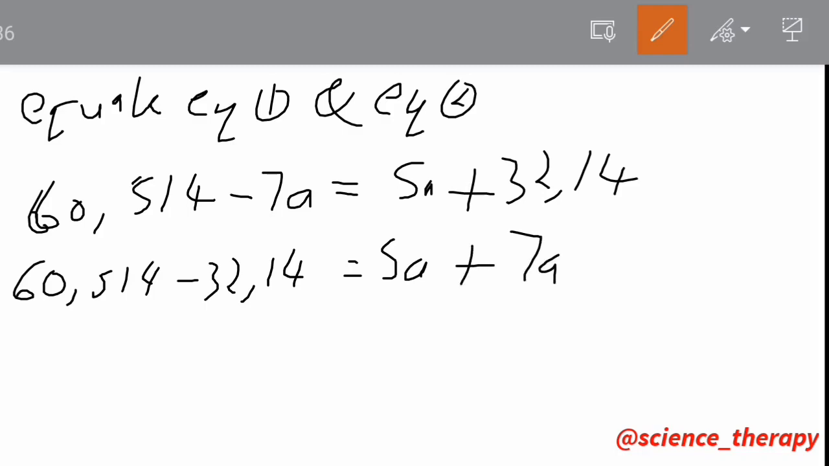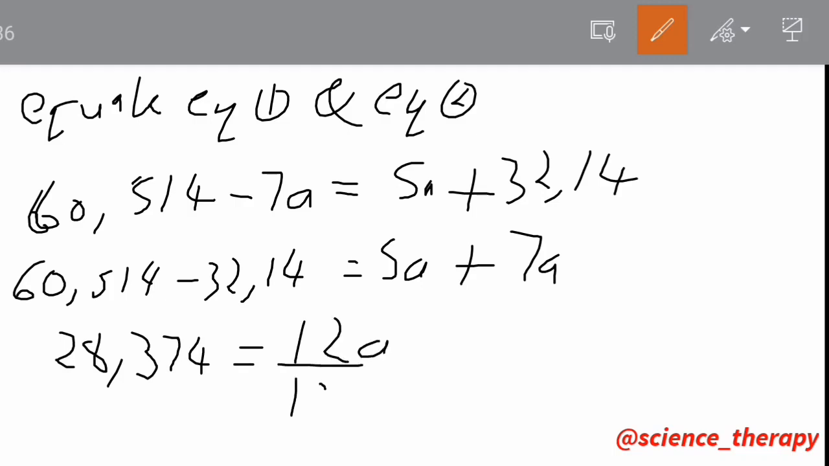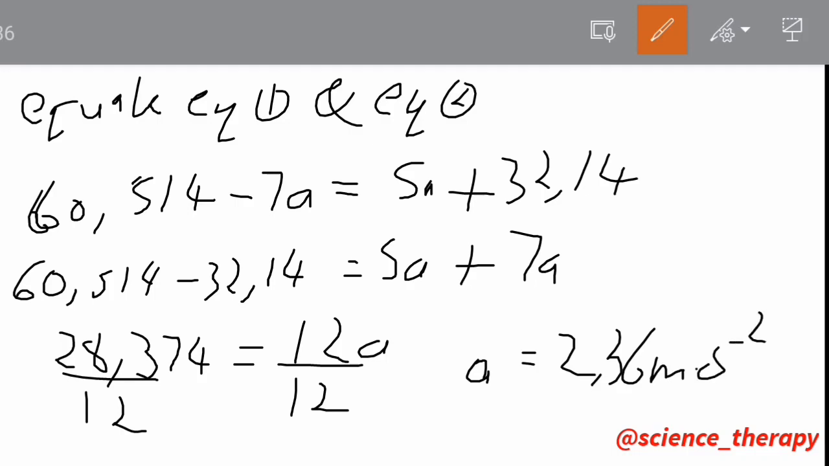Then punching that in a calculator, 60.514 minus 32.14, what do we have? We have 28.374, and then 5a plus 7a gives us 12a. Then dividing both sides by 12, our acceleration is equal to 2.36 meters per second squared. So that's how we have our acceleration.